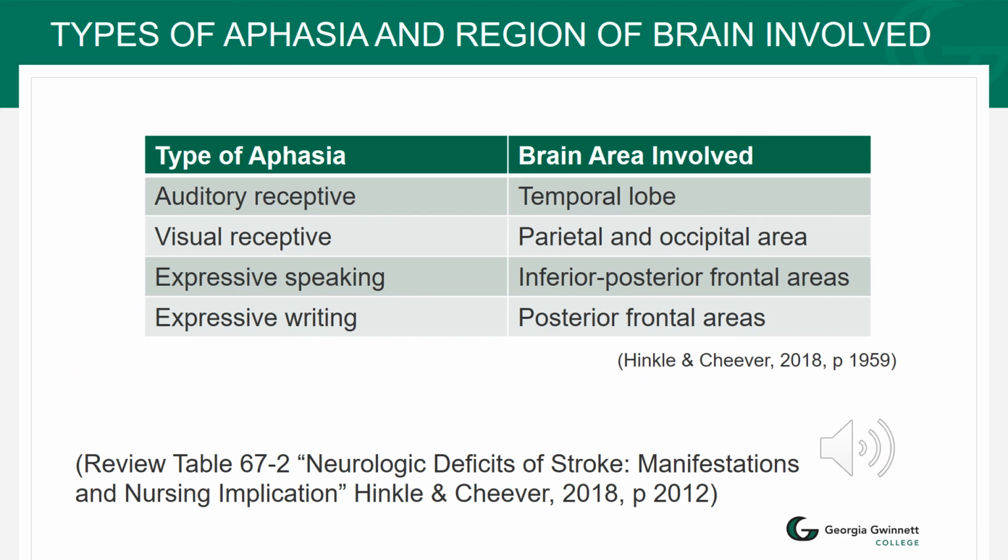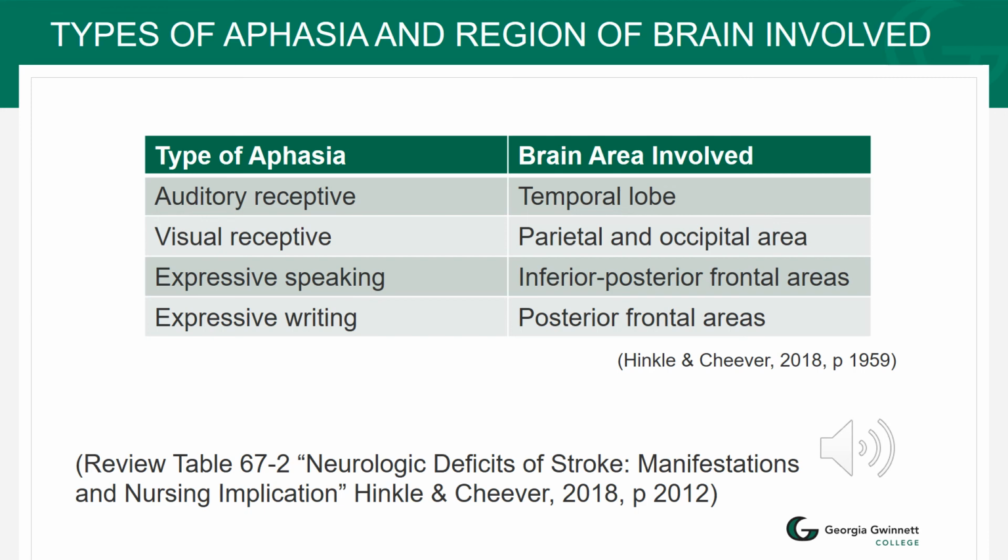So this is a chart that reviews the type of aphasia. Remember again that aphasia is the inability to express oneself or to understand language. And if it is an expressive aphasia, if it's expressive speaking, the brain area that is involved is the inferior posterior frontal areas. If it is expressive writing, it's going to be just the posterior frontal areas. For receptive aphasia, if it's auditory, the brain area involves the temporal lobe, and if it's visual, it's the parietal and occipital area.